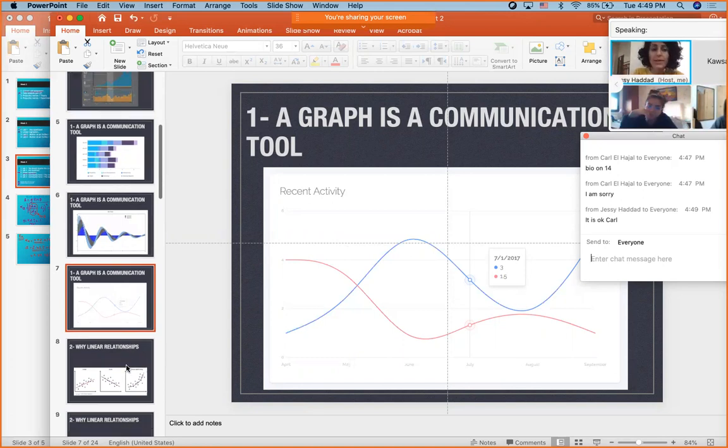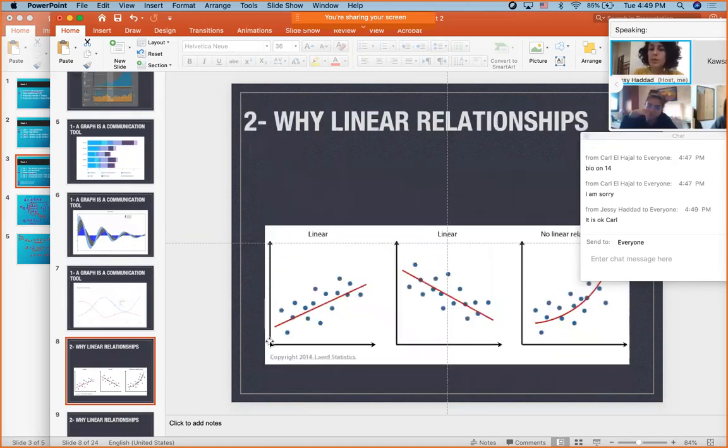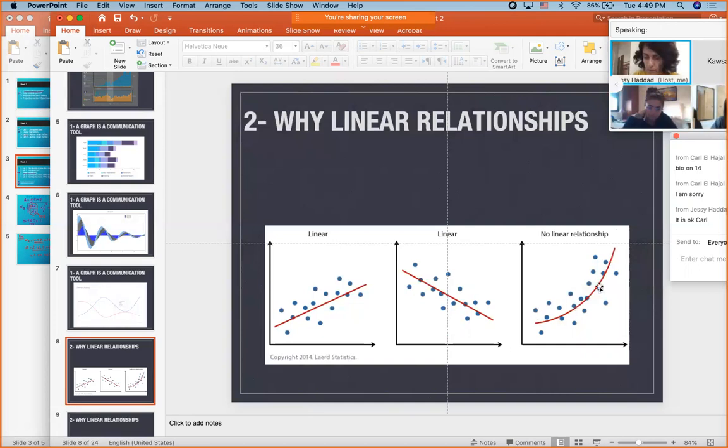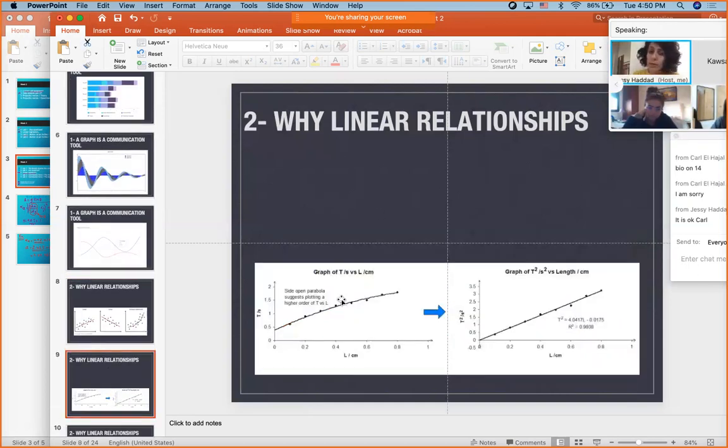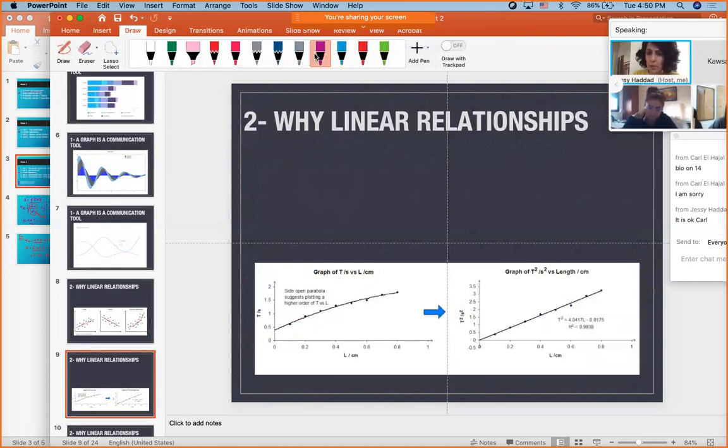Then linear relationships. Sometimes you plot something versus something else, and you get some points that are scattered around a certain average. And you see from the scattering that most probably the points are linear. This is linear, this is linear, and this is obviously not linear. All right, you see, it's a curve. So here we're gonna discuss T versus L, and T is the period of your pendulum.